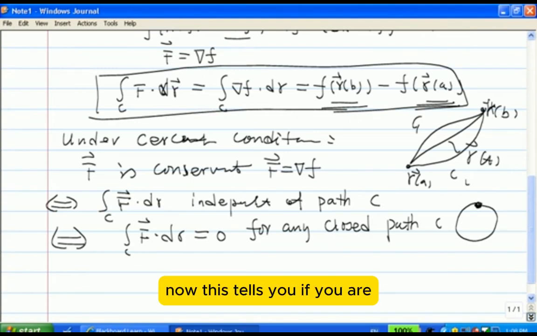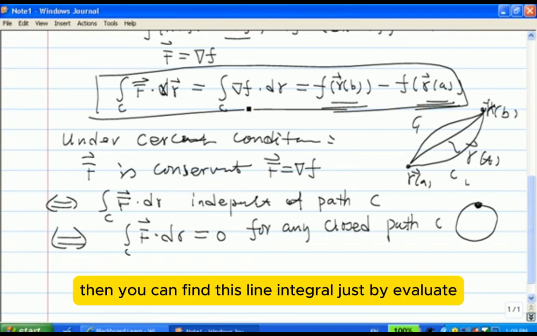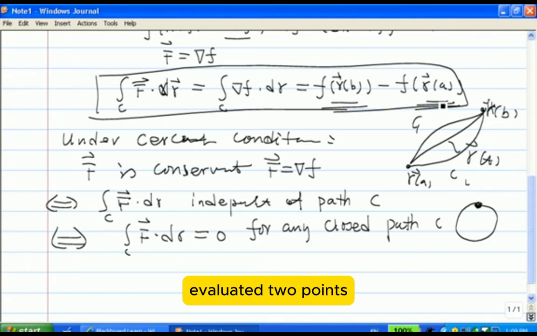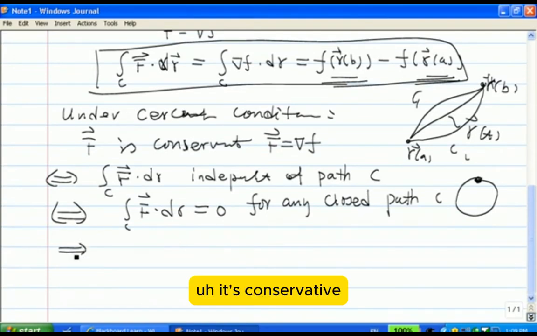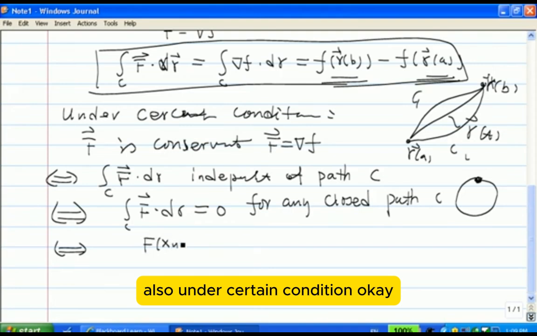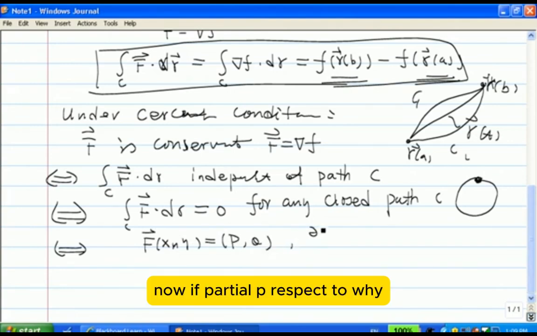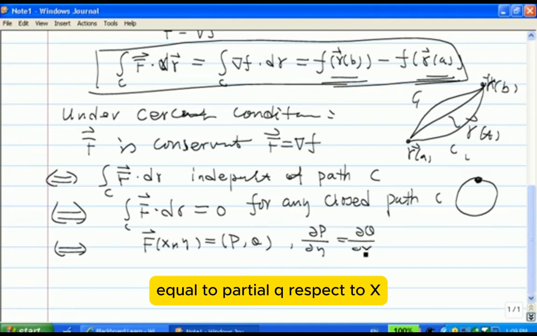Now, this tells you if your vector field capital F is conservative, then you can find a small f, then you can find this line integral just by evaluating at 2 points, just like the fundamental theorem of calculus. Okay, so how do you know for a given vector field capital F is conservative? Now we have a very simple way to check that, also under certain conditions. Then this is also equivalent to, my F there is a P and a Q. Now, if partial P with respect to y equals partial Q with respect to x, then your capital F is conservative.